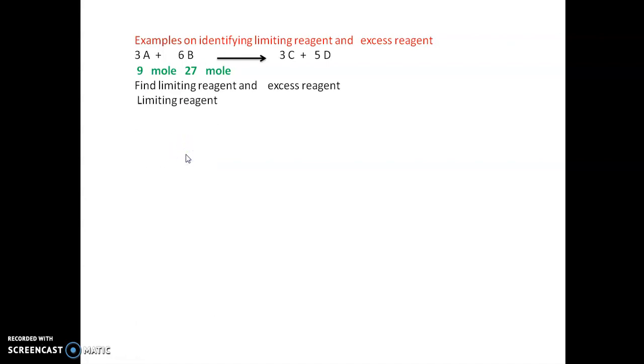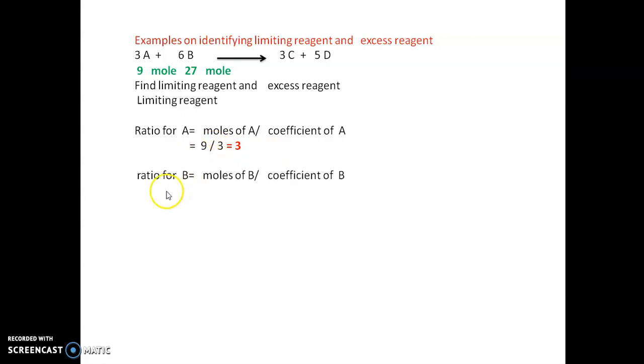So the first step, you take the ratio for A. Okay. So moles of A to the coefficient of A. What is the coefficient? These numbers written ahead. So this is the coefficient. So for A, 3 is the coefficient we consider. So moles of A are given 9 moles and coefficient of A is 3. So the answer is 3. Similarly, you take the ratio for B. So it comes out to be 4.5.